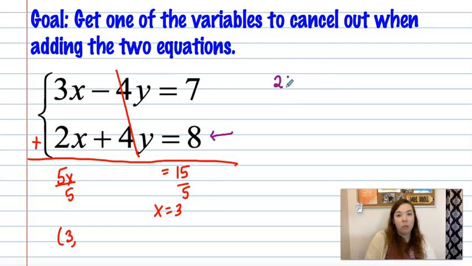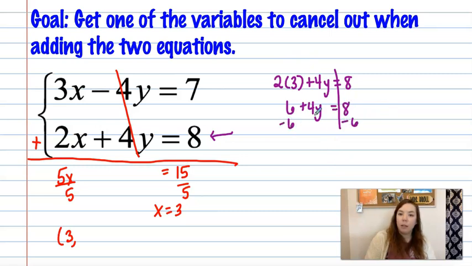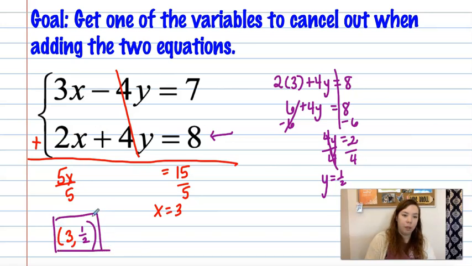So I'm going to do 2 times 3 plus 4y equals 8 to solve for y. So 2 times 3 is 6. Subtract 6 from both sides. And then 2 divided by 4 is 1/2. So our ordered pair is 3, 1/2. And this is the answer to our problem.